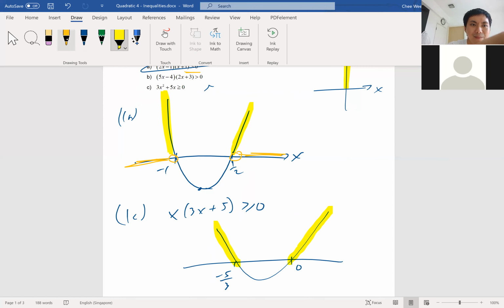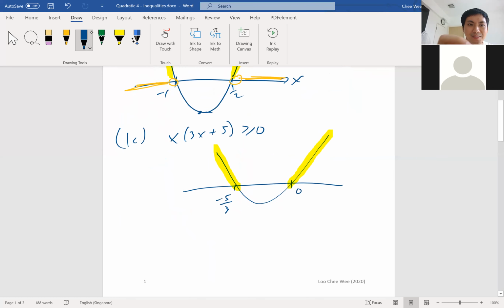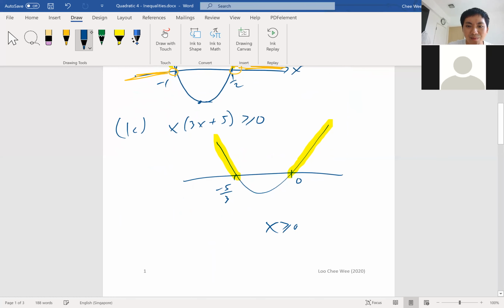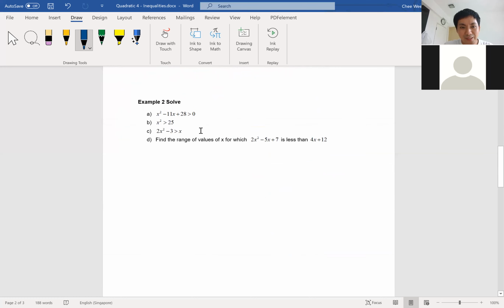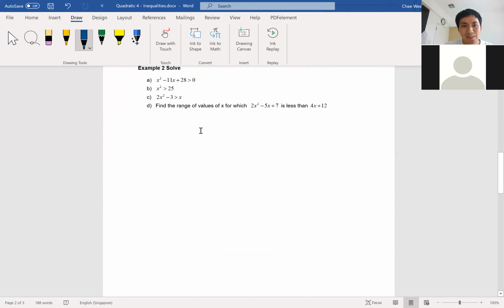Get it now? So then the answer is just x is greater than or equals to 0 or x is less than or equals to -5/3. If it's factorizable, it's obviously a good thing. If it's not factorizable, you have to use the quadratic formula to obtain the 2 roots in surd form then. You're not supposed to round off to decimal places or whatsoever, all right?